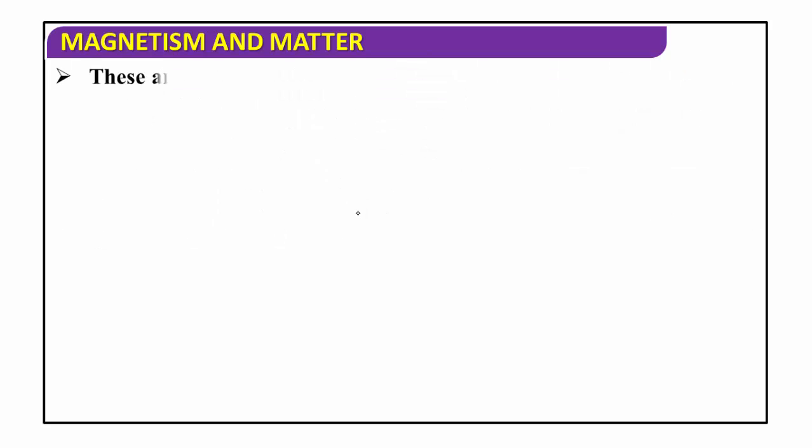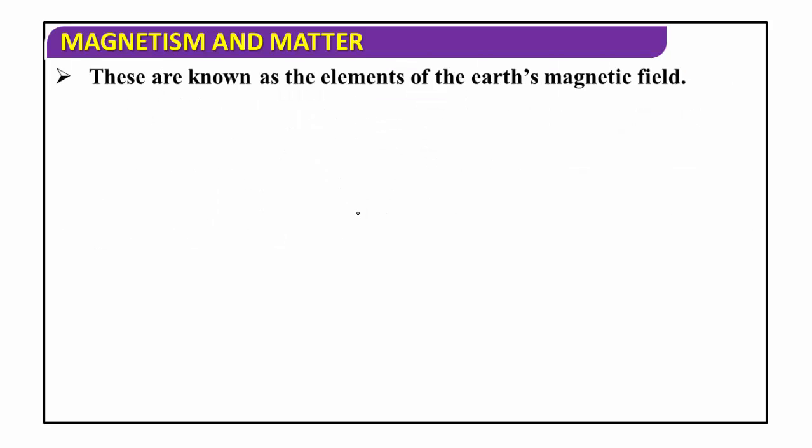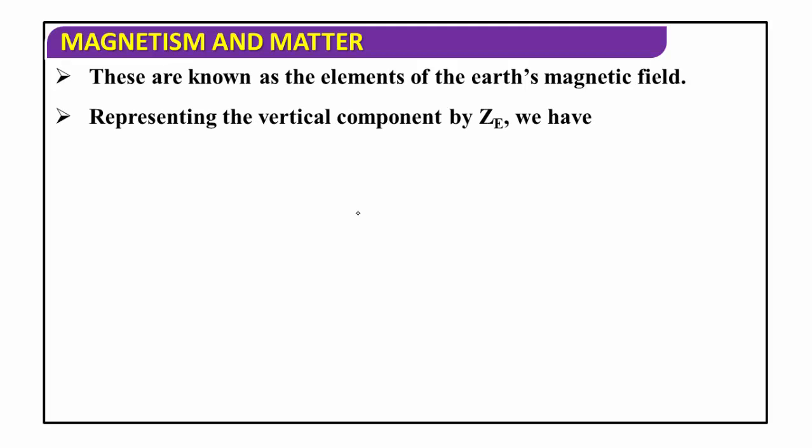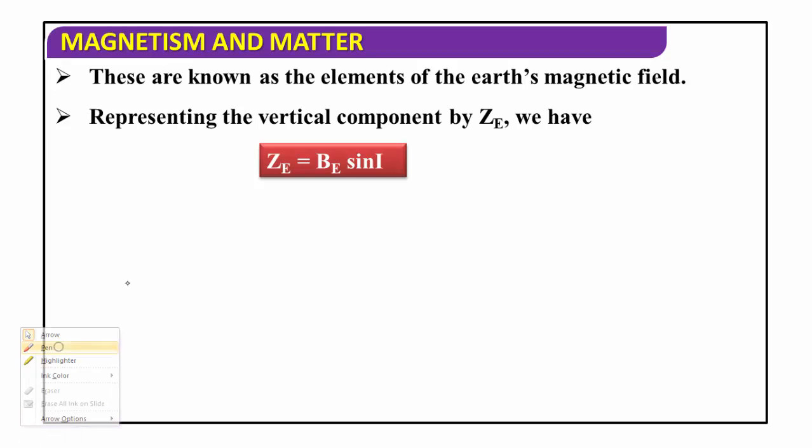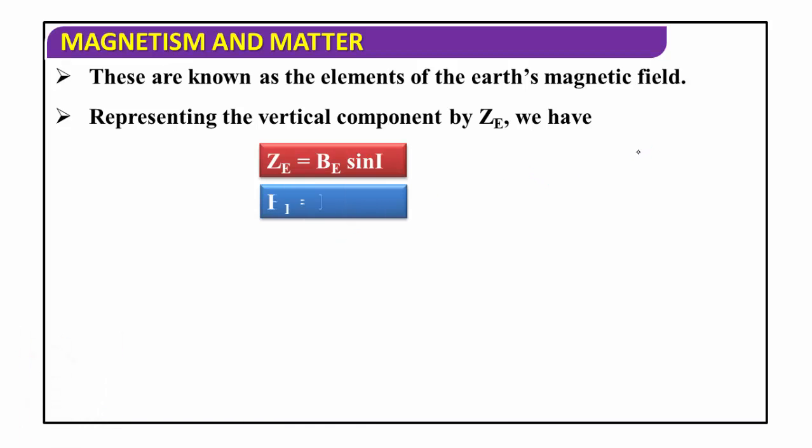Now we will see the horizontal component. These are known as the elements of the earth's magnetic field. Representing the vertical component by ZE, we have ZE equal to BE sin I, and HE equal to BE cos I. HE is the horizontal component, and ZE is the vertical component. For the vertical component, it is the earth's magnetic field BE into sin I.